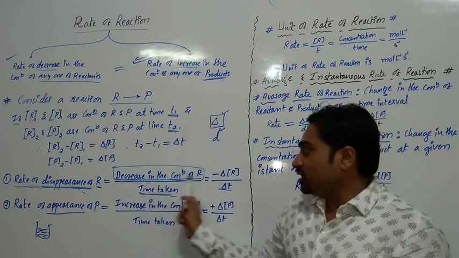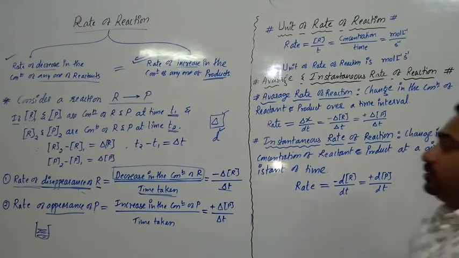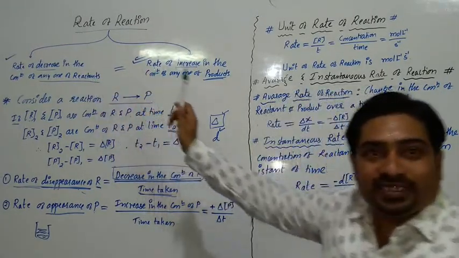This is with respect to the concentration of R, and this is with respect to the concentration of P. So in two ways we can explain the rates of reaction.